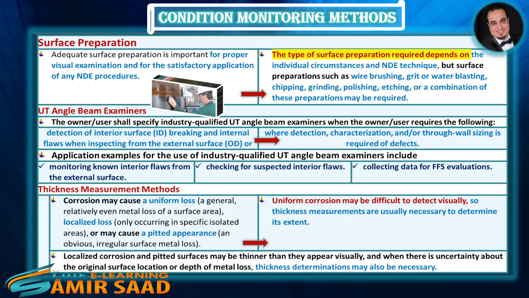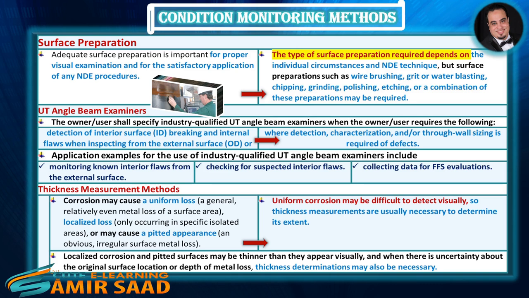UT angle beam examiners. The owner-user shall specify industry-qualified UT angle beam examiners when the owner-user requires the following: detection of interior surface (ID) breaking and internal flaws when inspecting from the external surface (OD), or when detection, characterization, and/or through-wall sizing of defects is required. Application examples for the use of industry-qualified UT angle beam examiners include monitoring known interior flaws from the external surface, checking for suspected interior flaws, and collecting data for FFS evaluations.